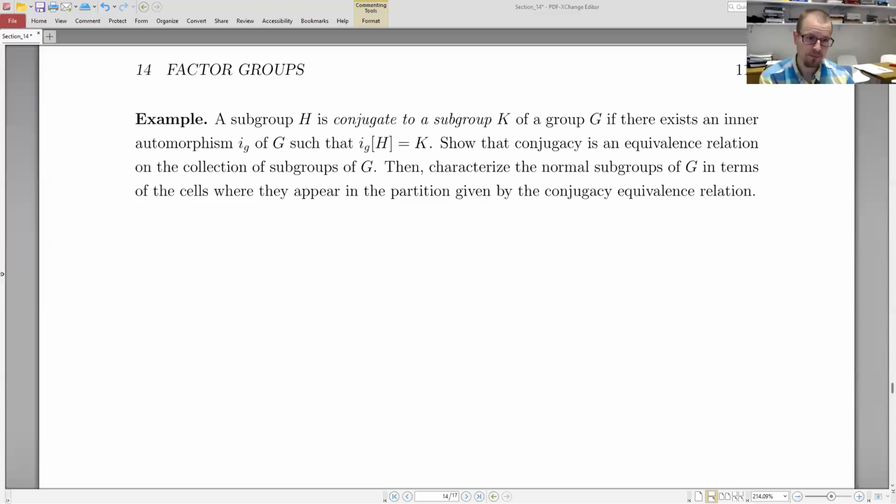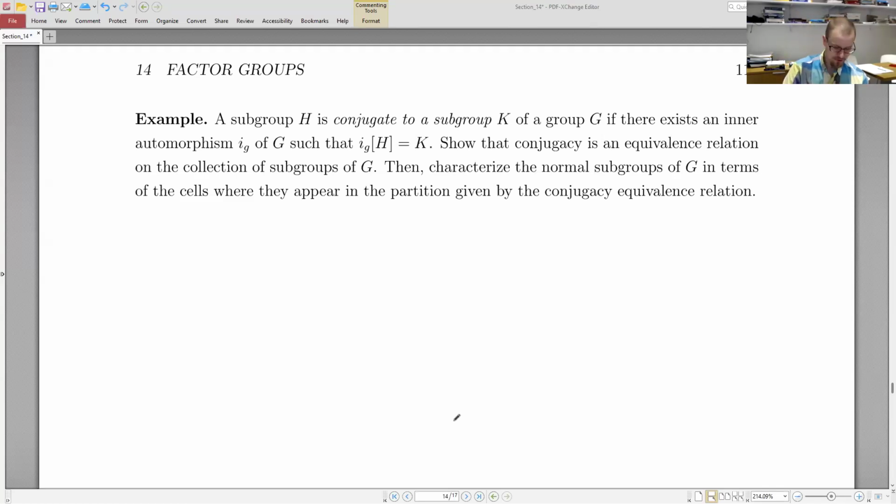Welcome to the office. We want to take a look at an example that deals with conjugacy. Let's remind ourselves first of what it means for two subgroups to be conjugate of one another. So a subgroup H is conjugate to a subgroup K of a group G, right? Two subgroups H and K in the group G are conjugate to one another if there exists an automorphism such that the image of H is K.